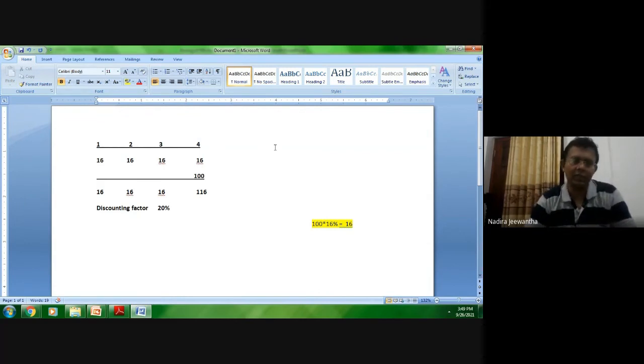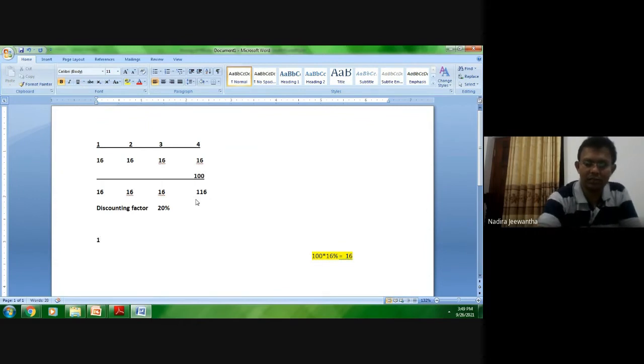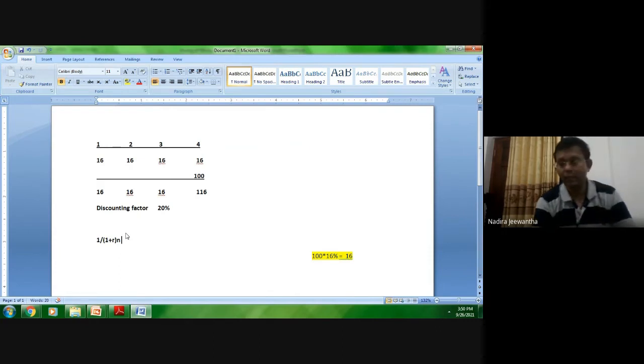It's a hypothetical question. Right? So then how do you do this? How do you discount it? So basically, this is how you decide the discounting factor. Now, 1 divided by 1 plus R. You must have heard this. Very simple enough. So the formula is 1 divided by 1 plus R to the power n. This is how you calculate.